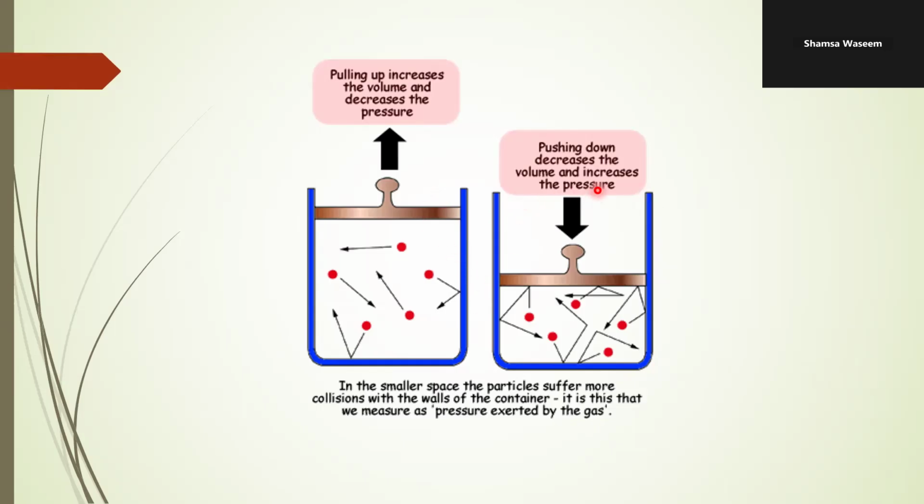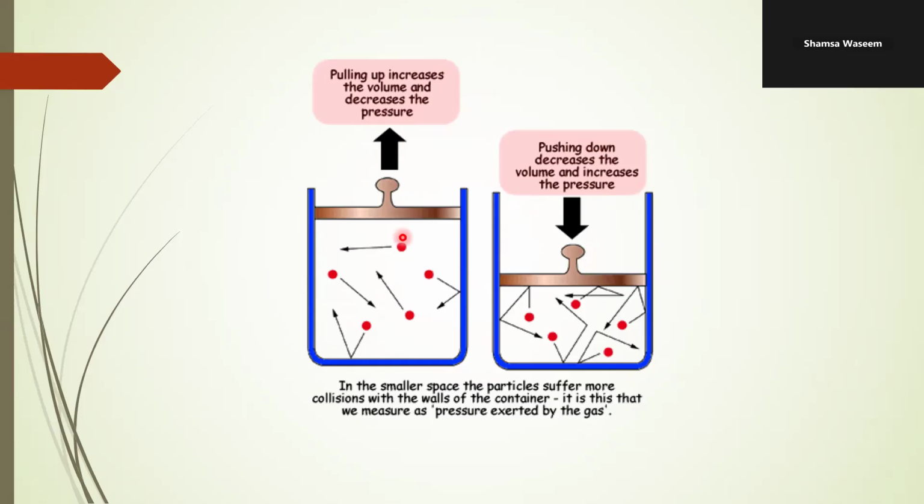So when you increase the pressure, the volume decreases. Similarly, when you decrease the pressure, the volume is going to increase, right? So pulling up increases the volume and decreases the pressure, right? I hope you understand this.